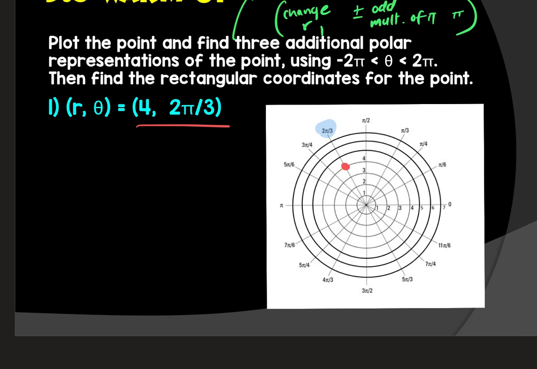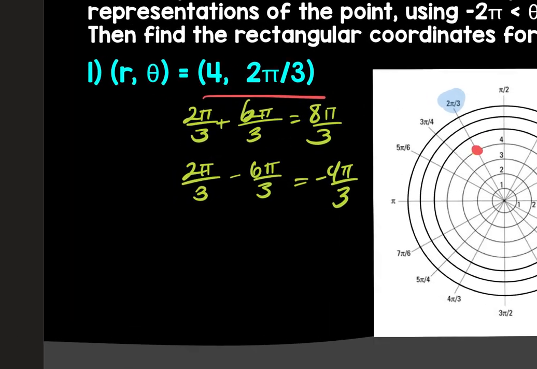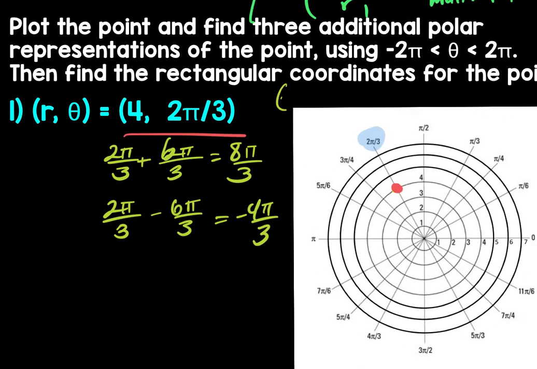So I'm going to keep my r as is, and I'm going to take that 2 pi over 3. If I add 2 pi to it, which would be 6 pi over 3, it's 8 pi over 3, and that's too big. So the other option is to subtract 2 pi, which is 6 pi over 3, and I get negative 4 pi over 3. And that falls between negative 2 pi and positive 2 pi. So that's one of my options. I kept the r, and I have negative 4 pi over 3.